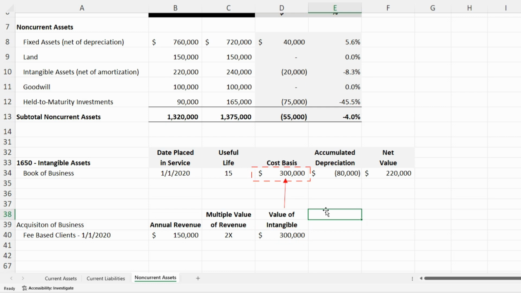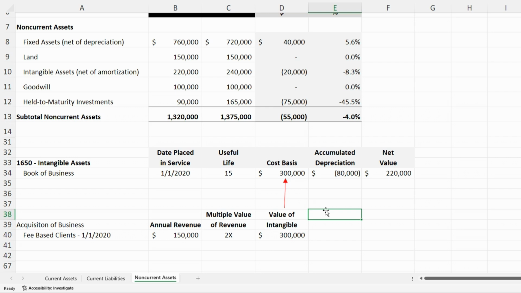And then through my market analysis and my experience, I found these books of business are good for 15 years, which ironically matches what the IRS says these assets are good for, 15 years. But they're not always going to match up like that. In this situation, we have a $300,000 book of business with a 15-year useful life. So we are going to amortize that book of business each year.